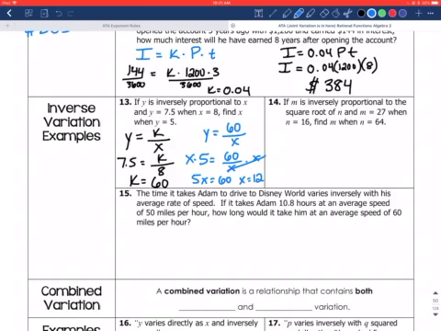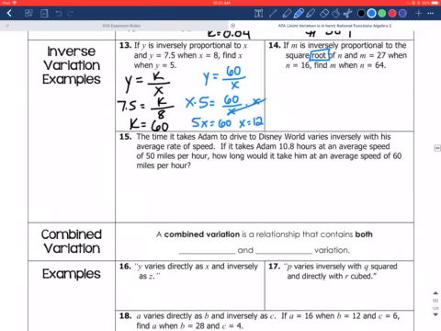All right, I won't do 14 with you, but you can see it in the problem, see it in the notes. But also note that they have done square root this time instead of just square. So the great inverse example is speed when you're driving. So the time it takes Adam to drive to Disney World varies inversely with his average rate of speed. So the time varies inversely with the speed. That's really all you need to know there.